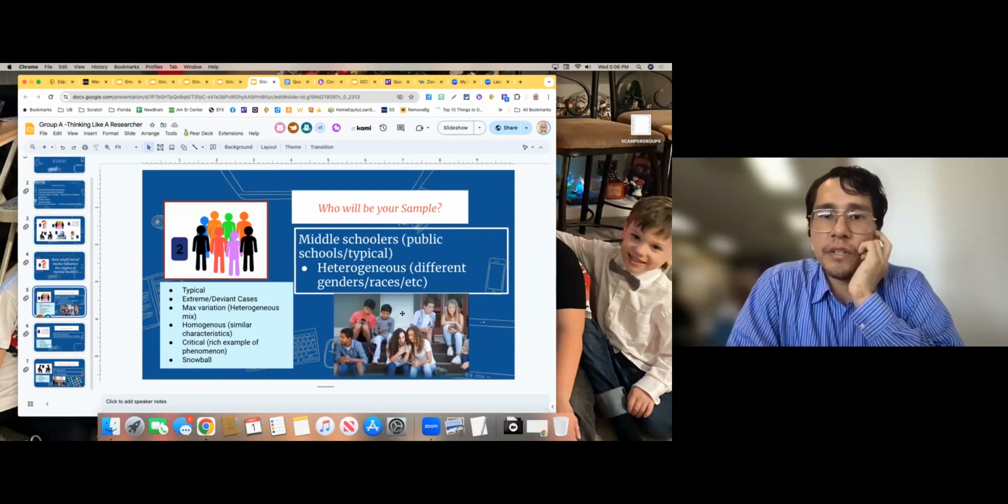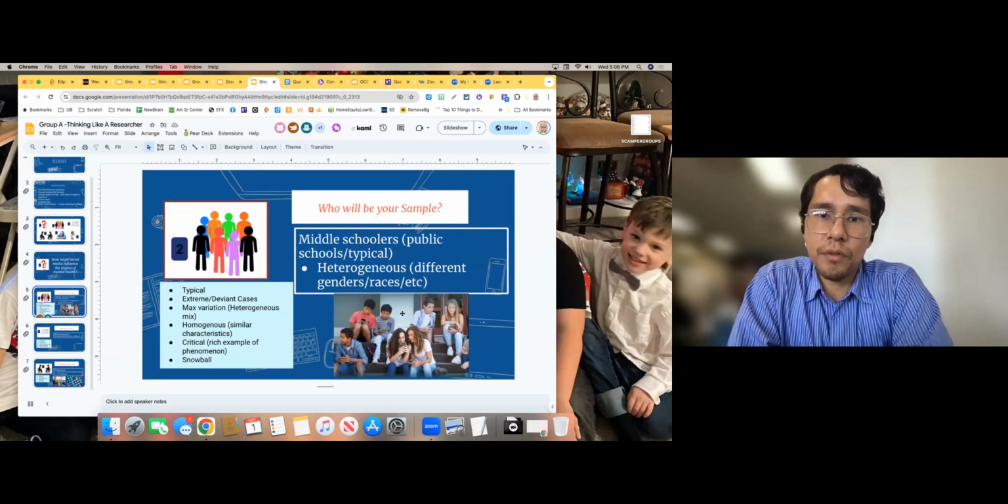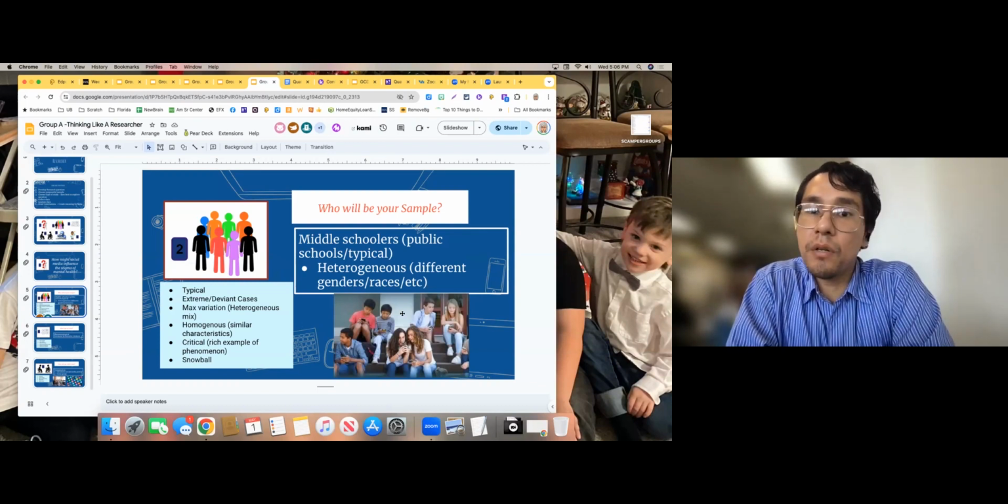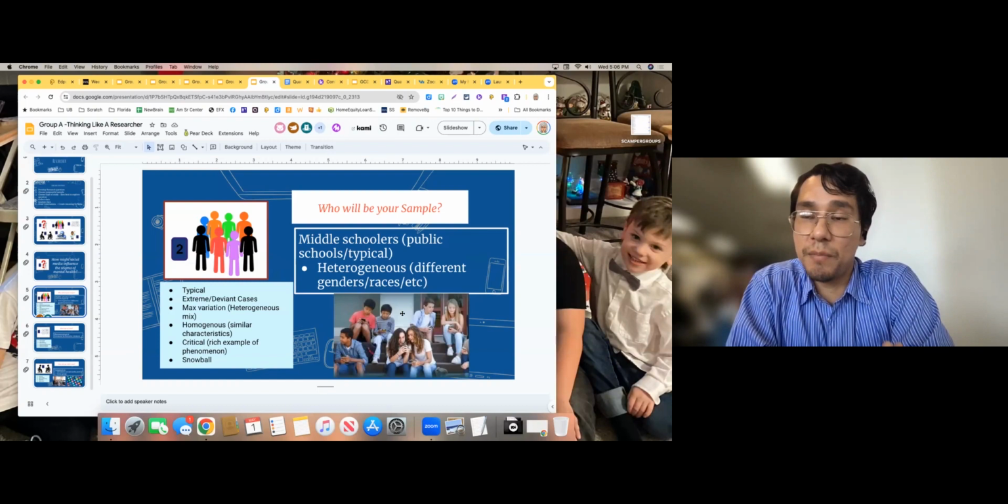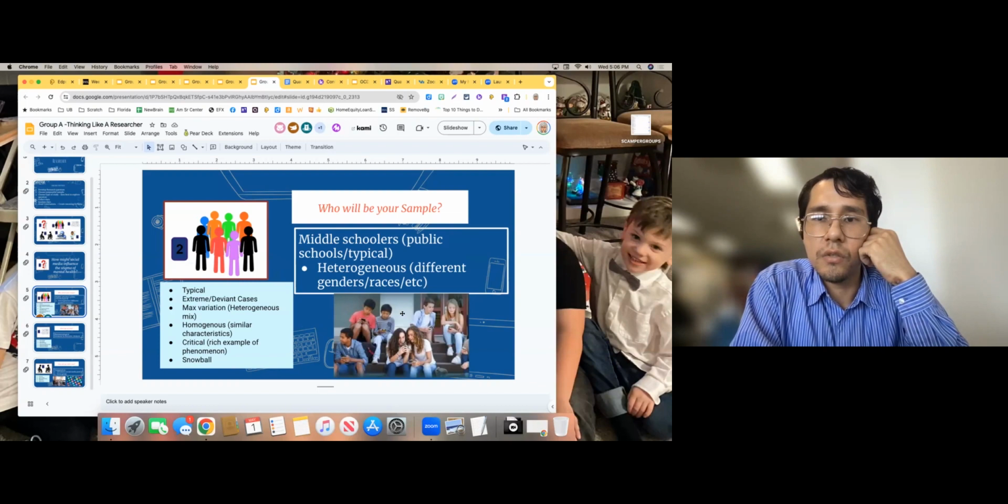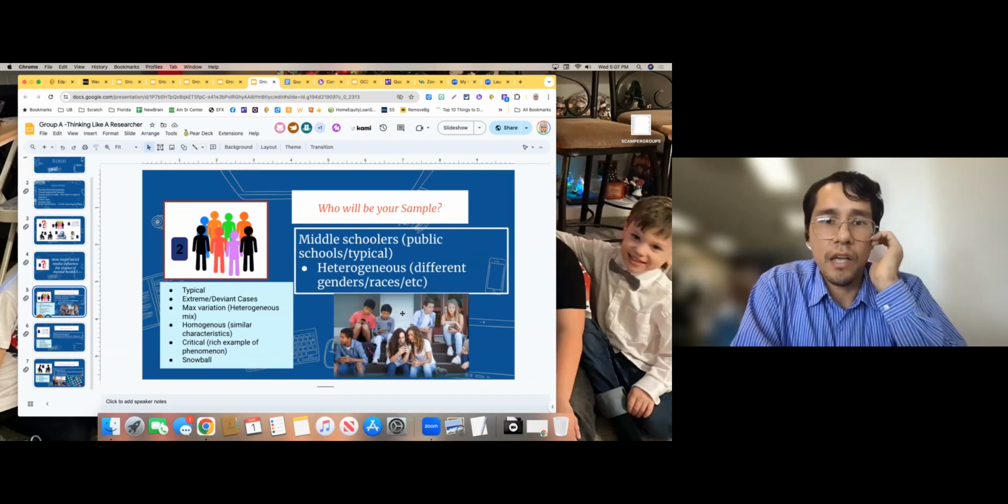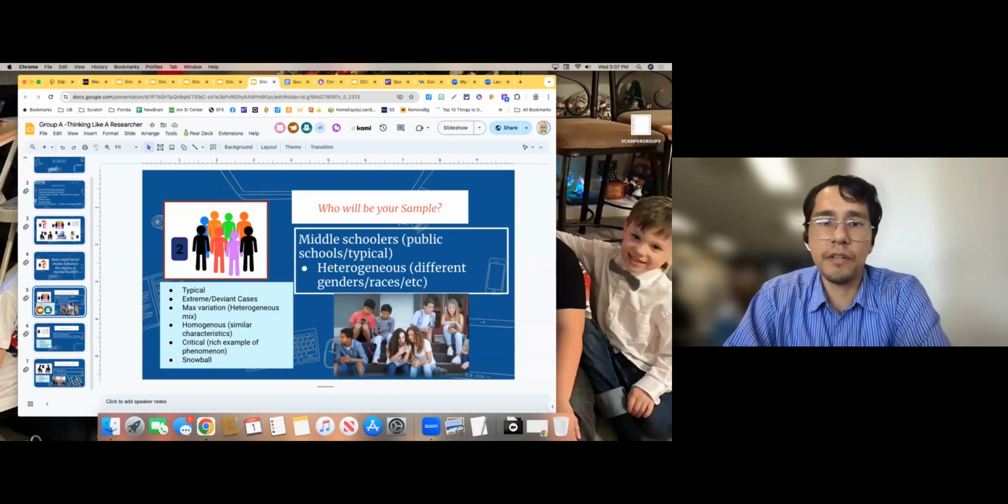I can go first. Okay, so we chose heterogeneous groups because of middle schoolers in typical public schools. We find that a heterogeneous group is good because we get variations with races, socioeconomic status, and genders to see if it impacts one side more than the other. And yeah, we just kept it simple with public schools as opposed to private.